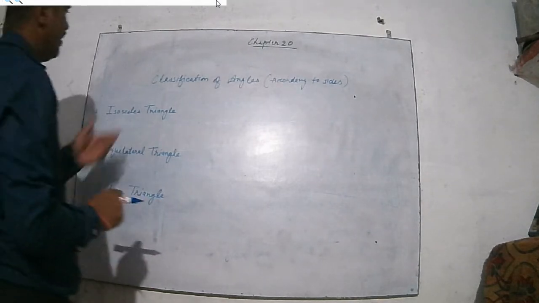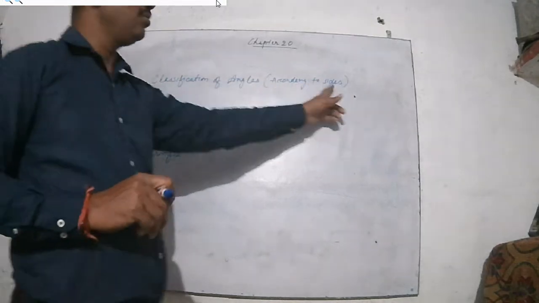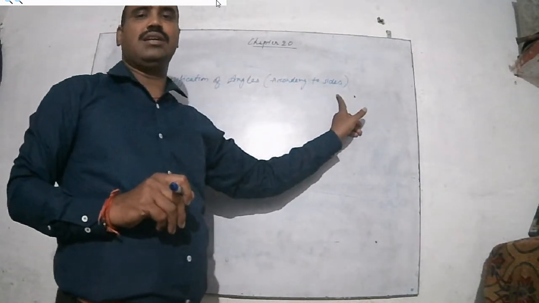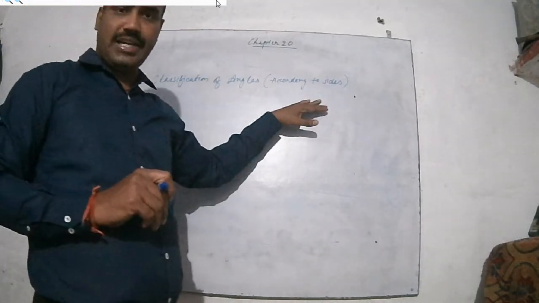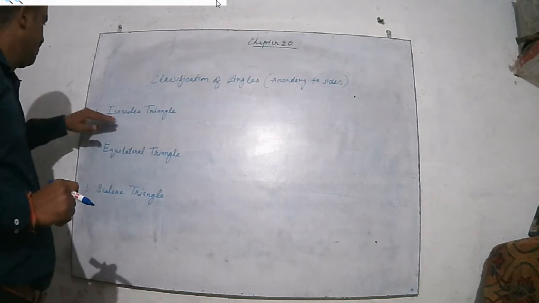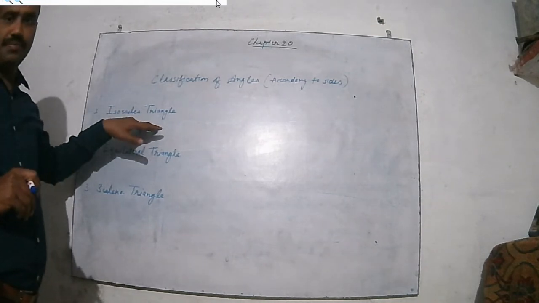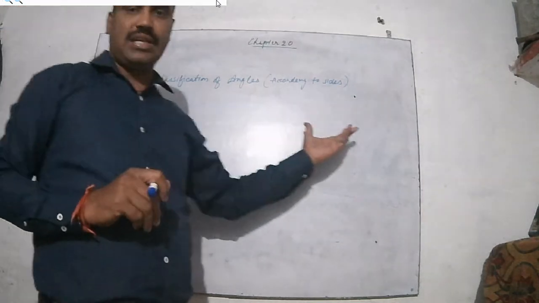Now in this topic we learn classification of triangles according to sides. Here I classify triangles sidewise. According to sides, the first one is the isosceles triangle. How can you find out that the given triangle is isosceles?